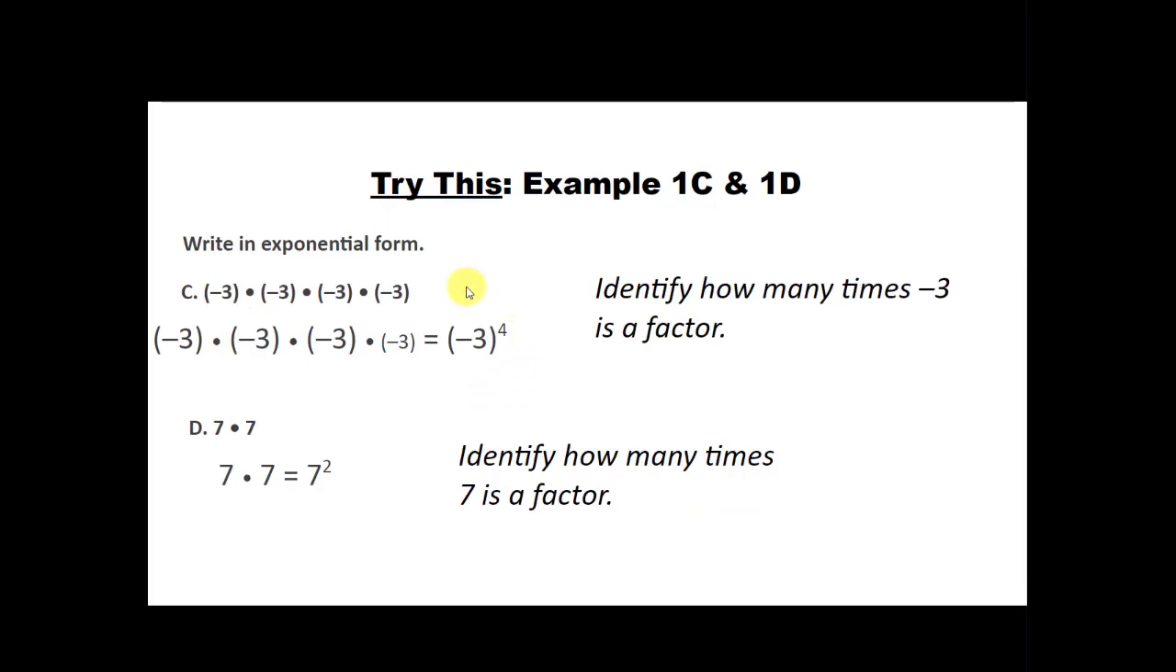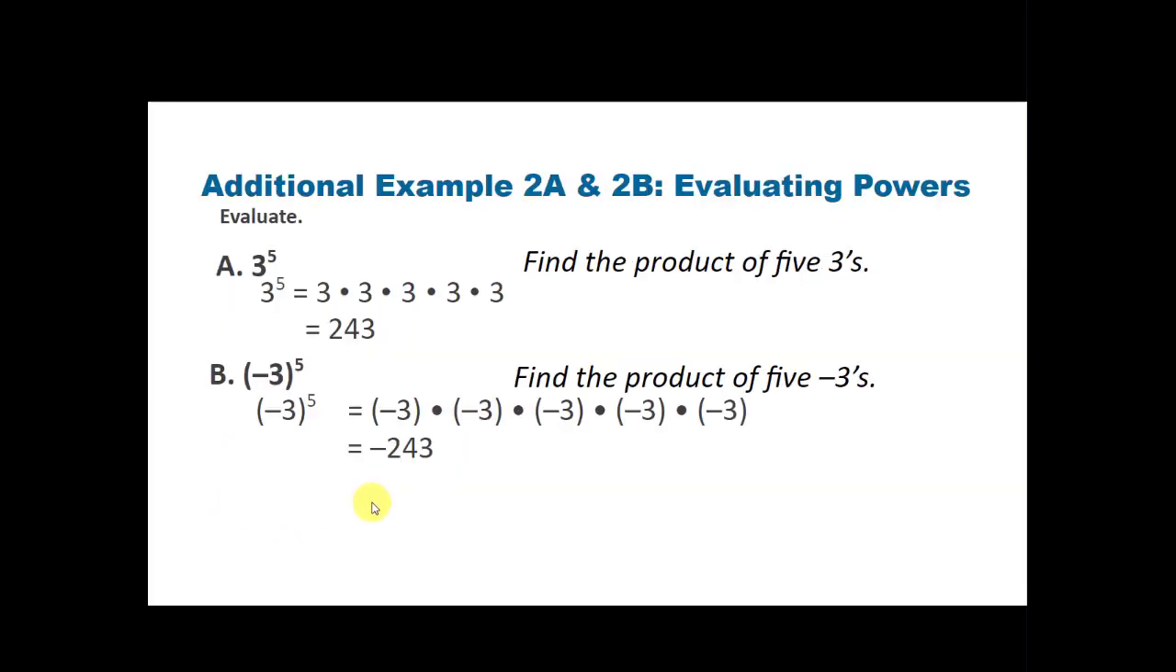Same thing here. If we were looking at just this final product here, you can see that -3 was used as a factor 4 times. So -3 to the 4th power is equivalent to -3 times -3 times -3 times -3. Here we have 7 squared, or 7 to the 2nd power, saying that the base 7 was used as a factor twice. So 7 times 7 is the same as 7 squared.